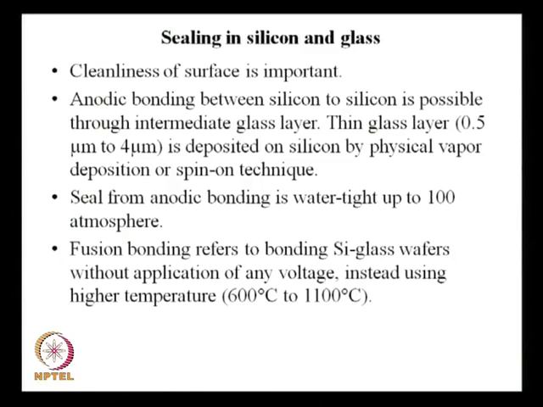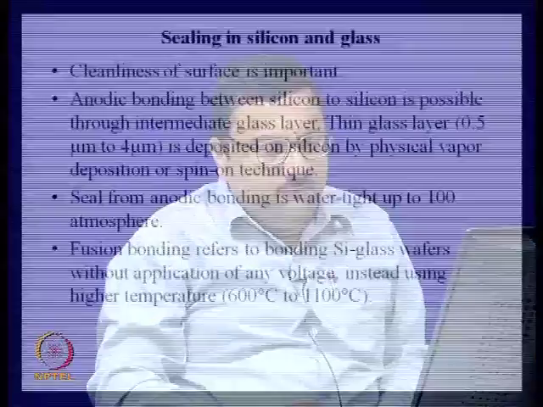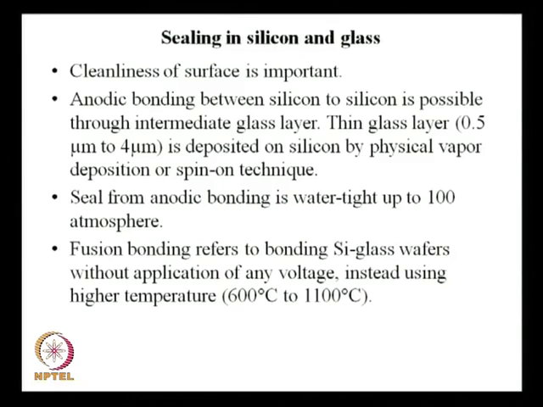A thin glass layer of 0.5 micrometer to 4 micrometer can be deposited on silicon. Now, the question is, how will you deposit this on the silicon? Suppose I have a plain silicon substrate and I want to make a coating of 0.5 micrometer to 4 micrometer. This deposition can be done on silicon by physical vapor deposition that we discussed just now, or by spin on technique. So, you have a glass melt put there and then you spin it and you form a layer. There are methods to do this, and you should appreciate, because you have been introduced to these ideas. Now, the seal from anodic bonding is watertight up to 100 atmosphere. That is a very high value, it looks like.